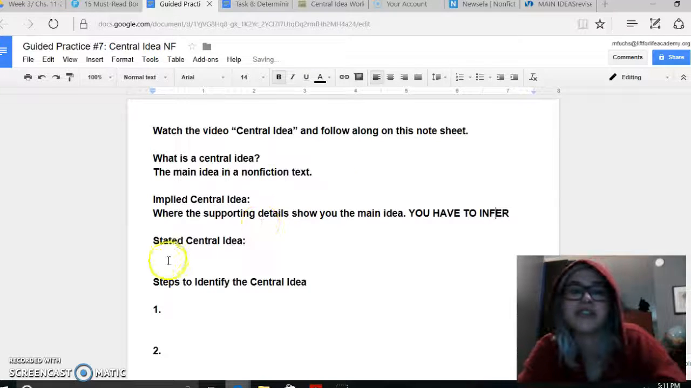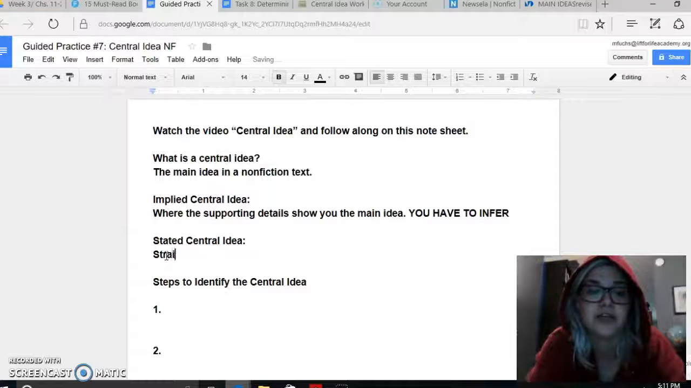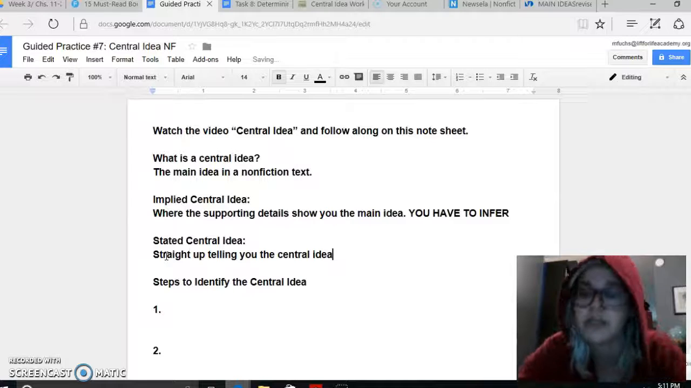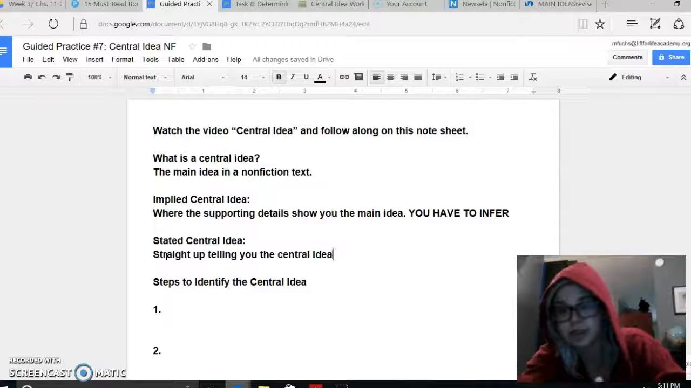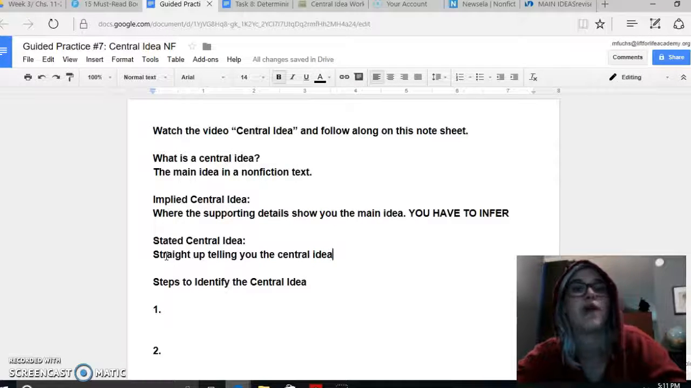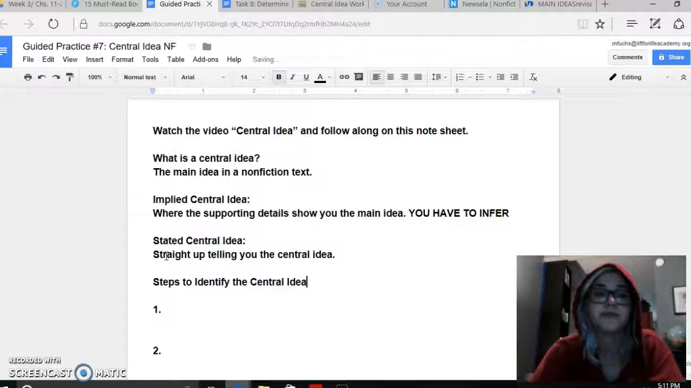All right, and so then we have the stated central idea. This is where it says it to you right up. It's straight up telling you the central idea. A lot of times this is in the thesis. So if you're reading somebody's essay on something, that thesis statement oftentimes will tell you that central idea, right? Because it's like, here's what the paper's going to be about.